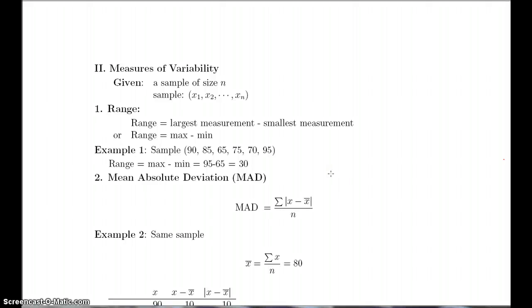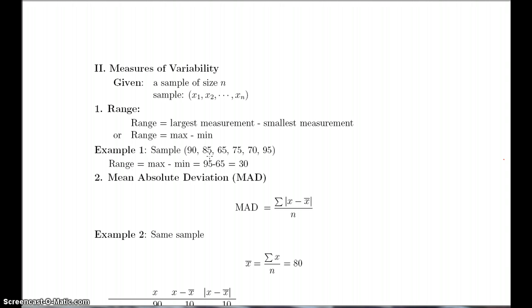Alright, so today we're going to talk about measures of variability. And basically what you have here is a data set. Say you have measurements 90, 85, 65, 75, 70 and 95. So how do we measure how variable this data set is?